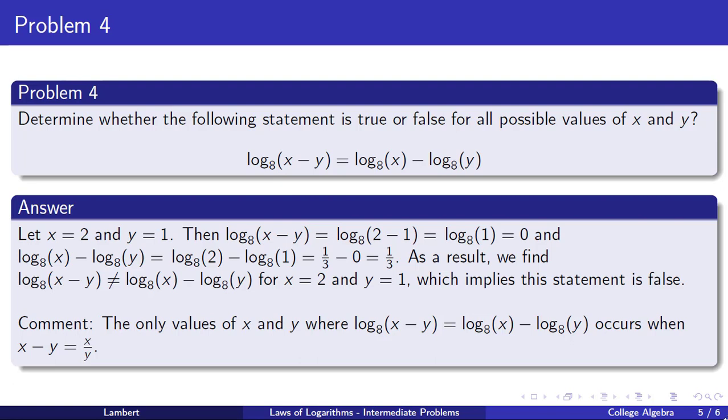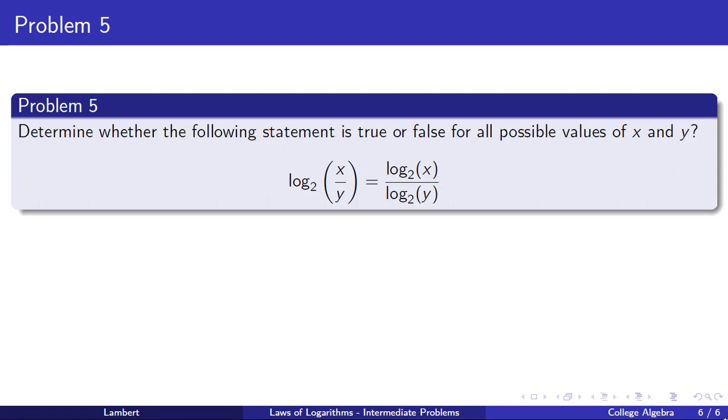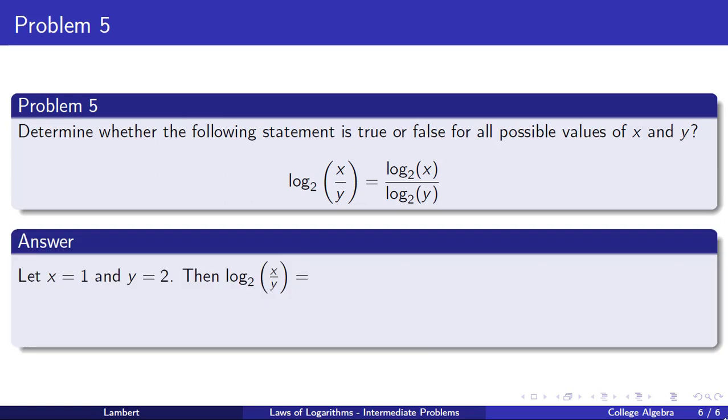So moving forward to the fifth problem, determine whether the following statement is true or false for all possible values of x and y. We have log base 2 of x divided by y equals log base 2 of x divided by the log base 2 of y. This is also a common error that occurs when trying to apply laws of logarithms, so that's why I want us all to see it here. So if we let x equal 1 and y equal 2, log base 2 of x divided by y should be the log base 2 of 1/2. Well, notice 1/2 is just 2 to the negative 1. And so that means the log base 2 of 2 to the negative 1, you can use properties of logarithms once again, and that just equals negative 1.